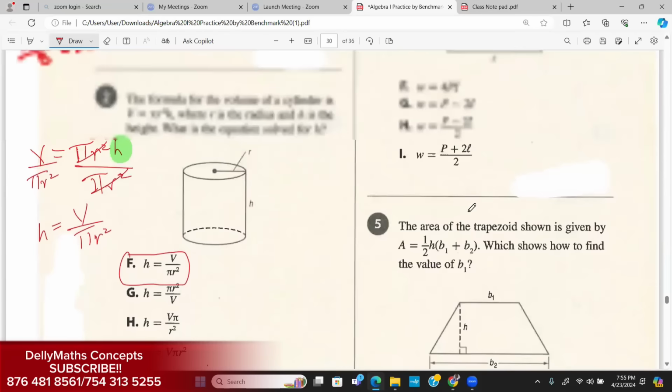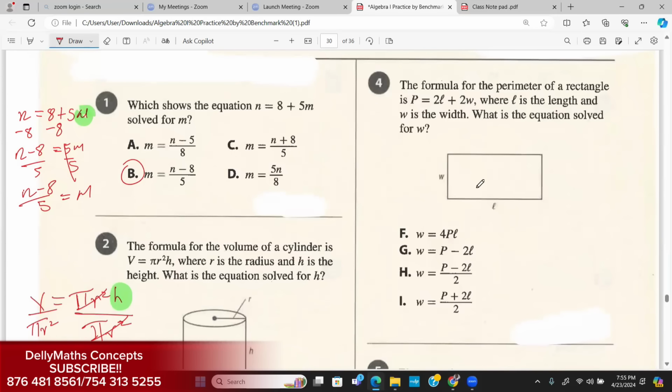Let's go to number 4. So we have 2 more left. All right, for the formula right there, we have P is equal to 2L plus 2W, where L is the length and W is the width. What is the equation solved for W? So we want to find W. Let's put this right here.